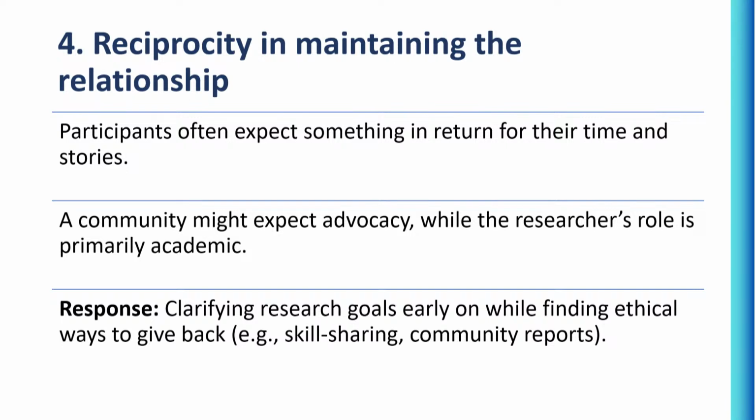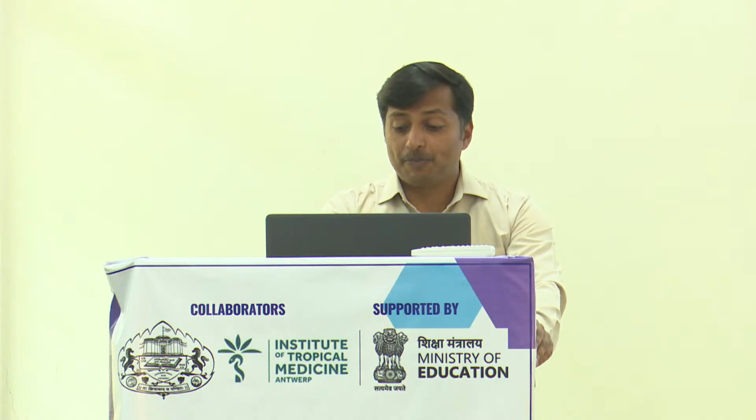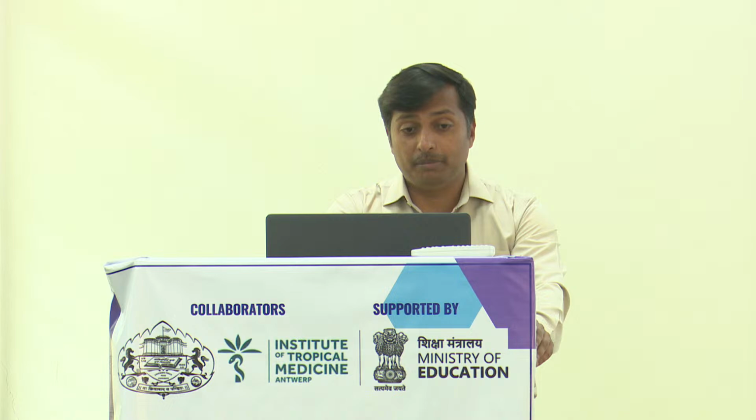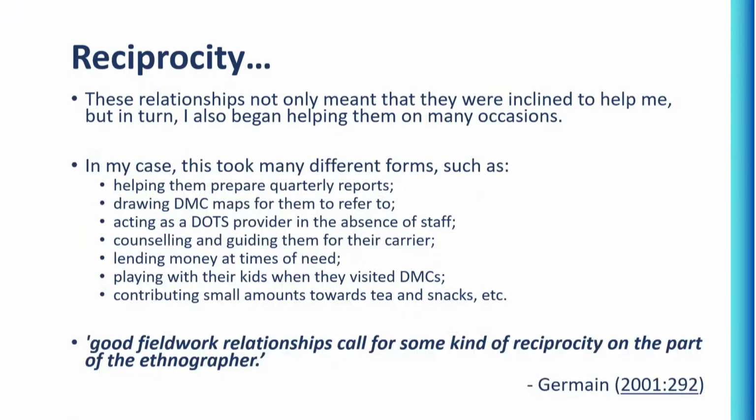So skill sharing, community reports. There could definitely be instances where you can help them out. So how did I do that? What were the instances where I gave them back something within my limit or within the framework of my academic work? This took many different forms, such as helping them prepare quarterly reports, drawing DMC maps for them to refer to, and acting as a DOTS provider in the absence of staff.